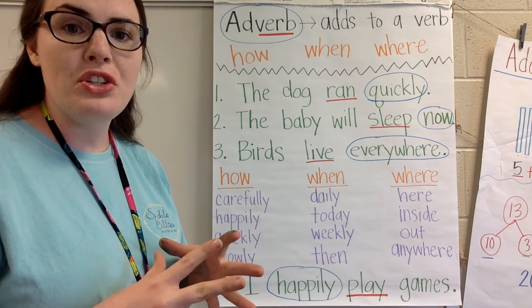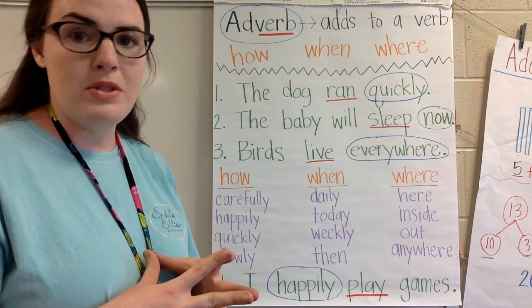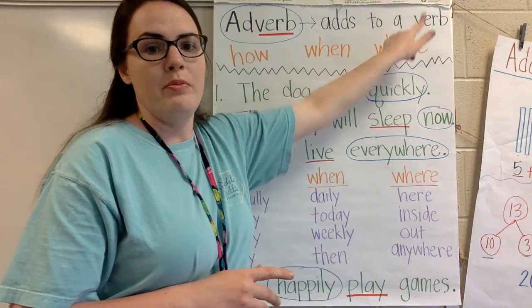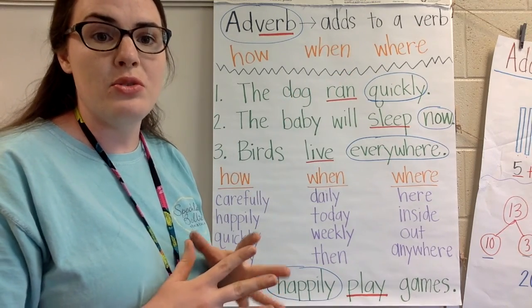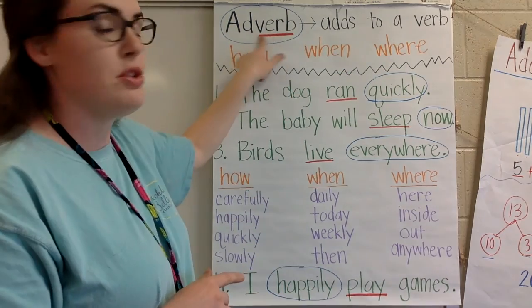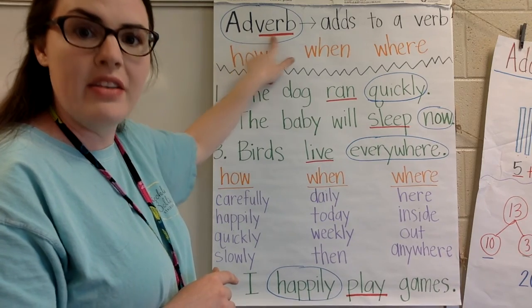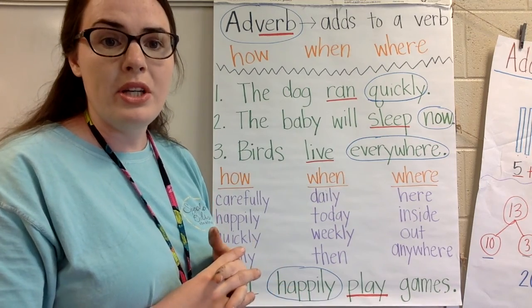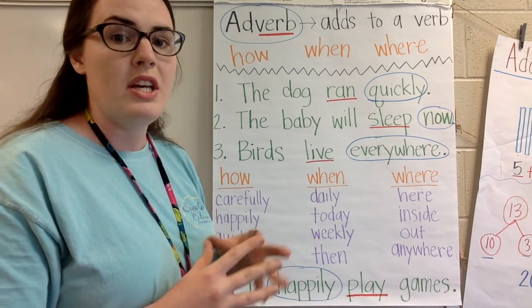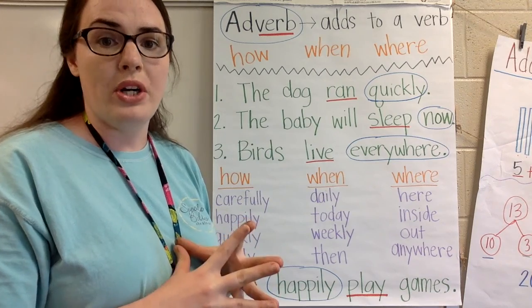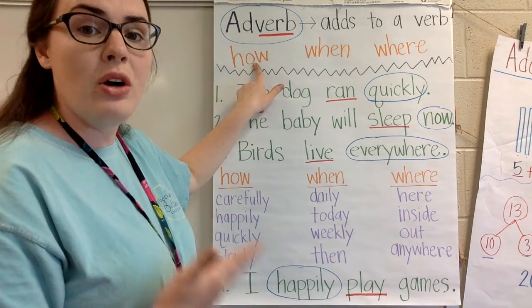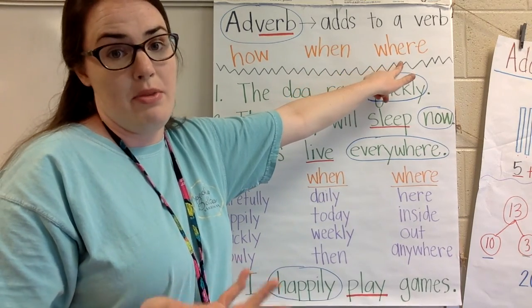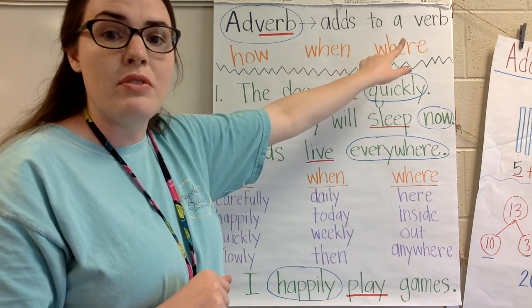Adverbs. So we're going to do a quick lesson on adverbs. An adverb adds to a verb. So it's a word that actually adds to your verb. And this name helps you remember what an adverb is. Adverb. It adds to a verb. Now remember, a verb is a word that shows action. So adverbs add to those words to help tell how something happened, when something happened, or where something happens. So adverbs add to the verb.